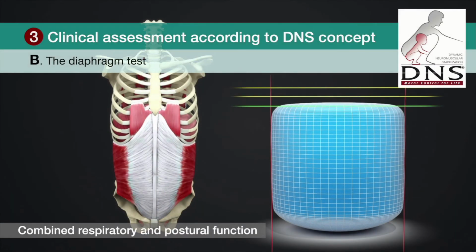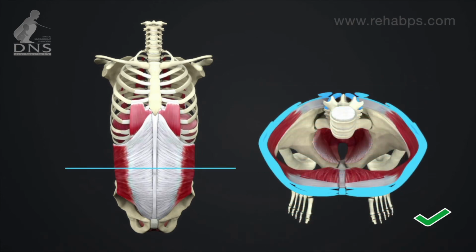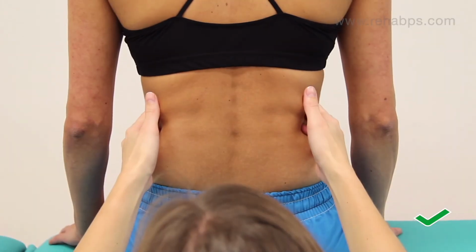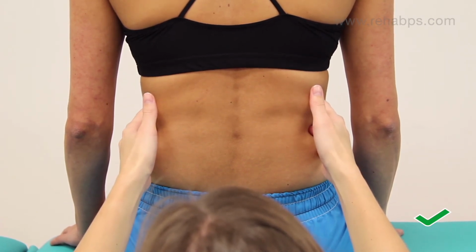In normal activity, the diaphragm must simultaneously perform respiratory and postural function. Therefore, we must assess the ability to coordinate respiratory and postural function. This means the patient should be able to breathe normally while maintaining sufficient intra-abdominal pressure. We instruct the patient, please push into my fingers while breathing.